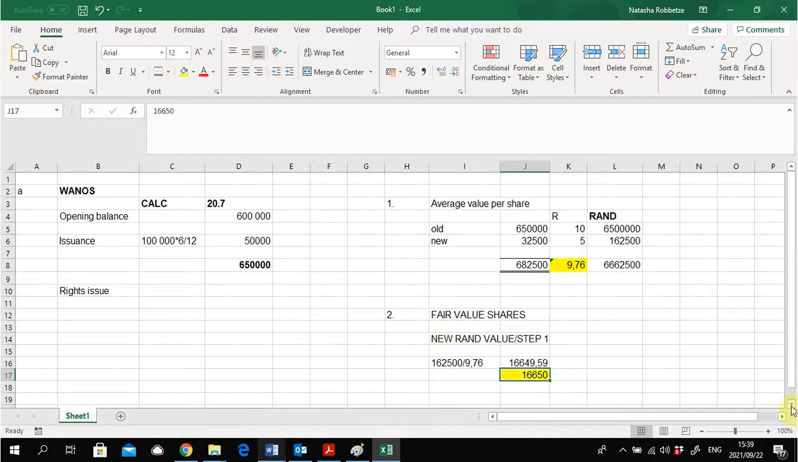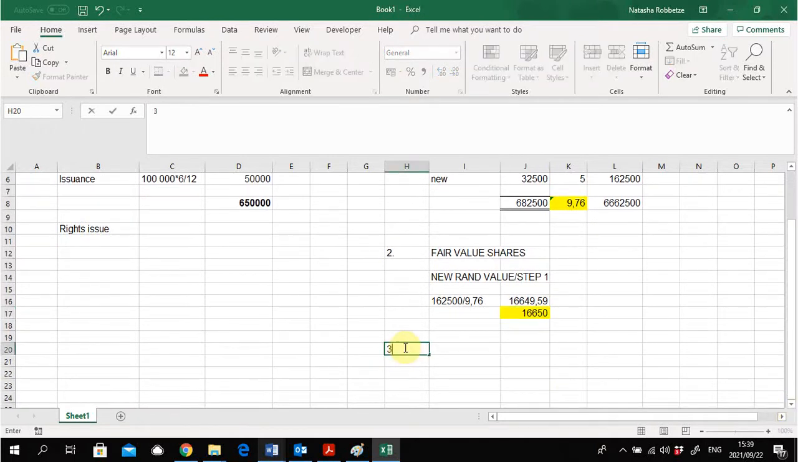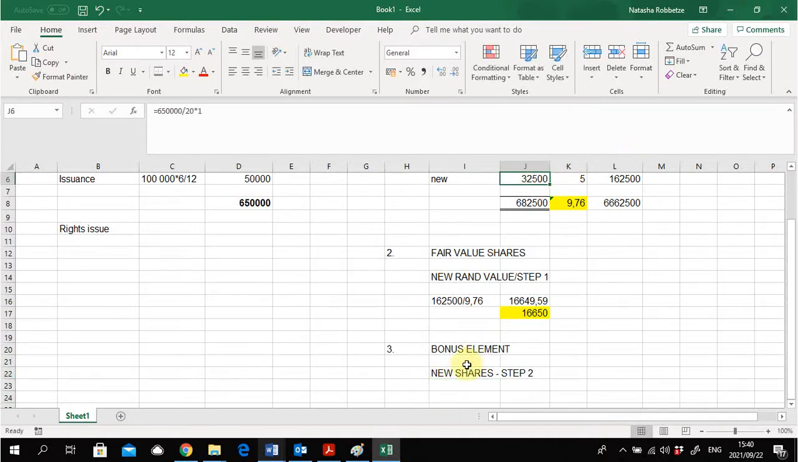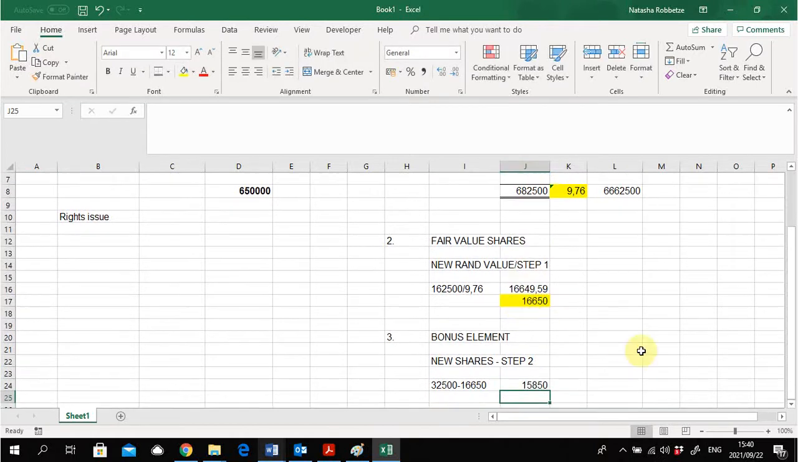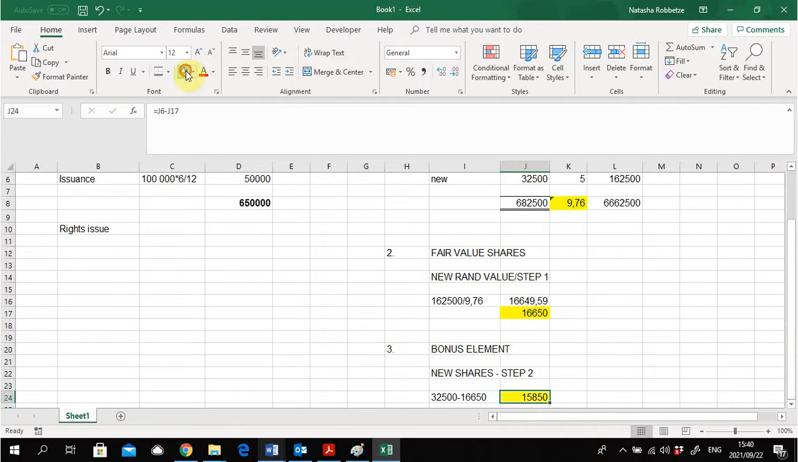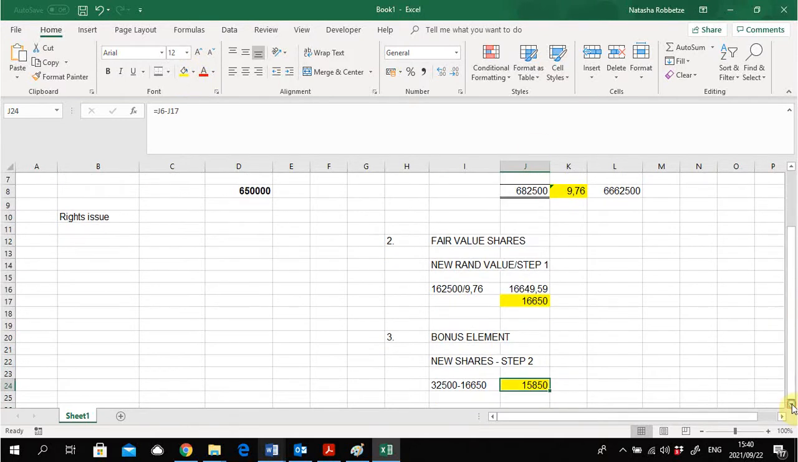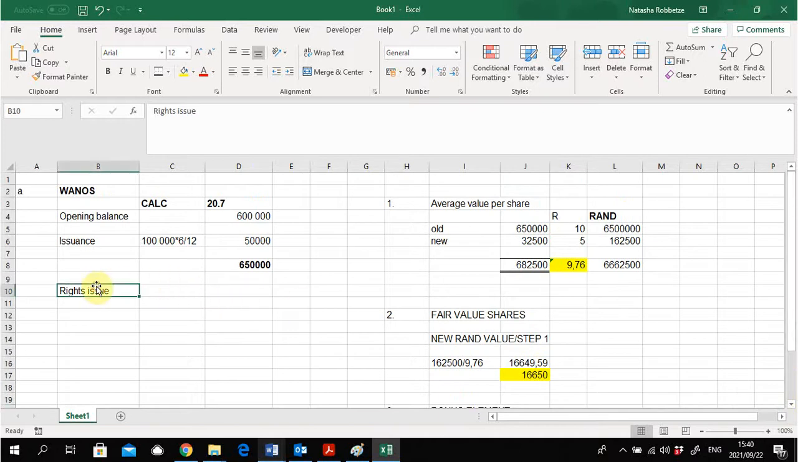So there's my answer. Step 3 is to calculate the bonus element. And here we're simply going to take the new shares minus step 2's answer. So the new number of shares was 32,500. And we need to minus from that 16,650. And that gives me an answer of 15,850. Right, so now that we've calculated all our steps and all our answers to the steps, we can go and proceed to calculate the rights issue.